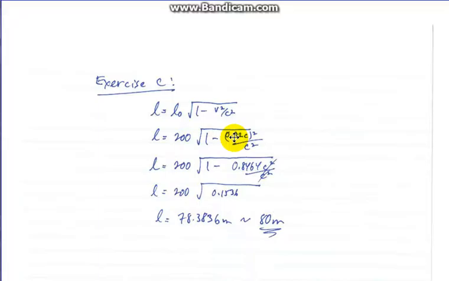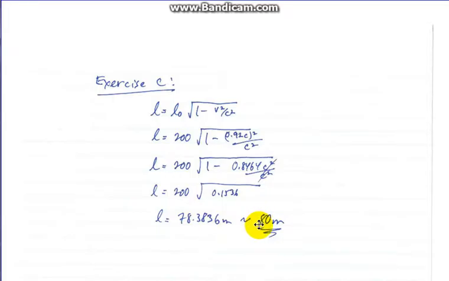Now the people in the train see themselves as standing still, and it's the tunnel that's moving past them. So the tunnel will be contracted according to people on the train. That's the wacky part of this question. So we get 0.92 squared, we get this, c squared over c squared cancel out. Boom, 78.3836 meters, but 200 has one sig fig, so round 78 off to 80 meters.